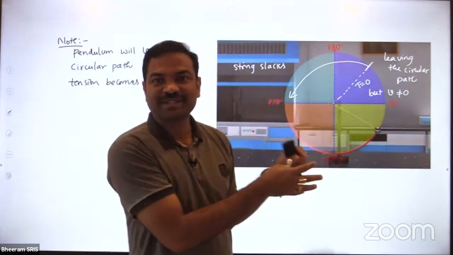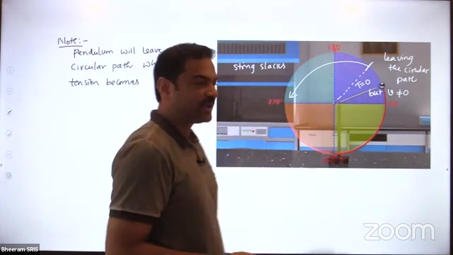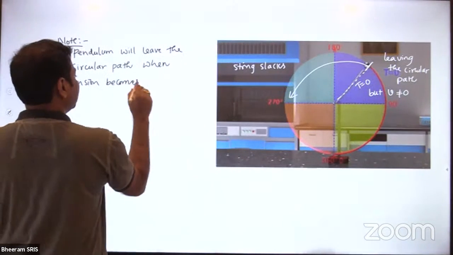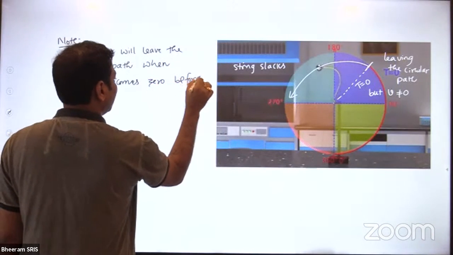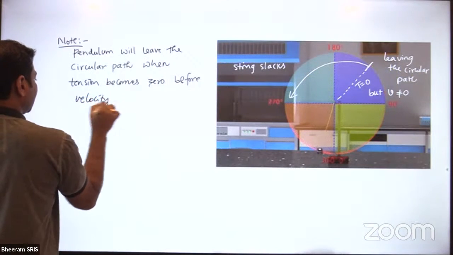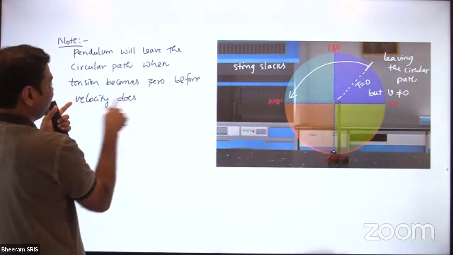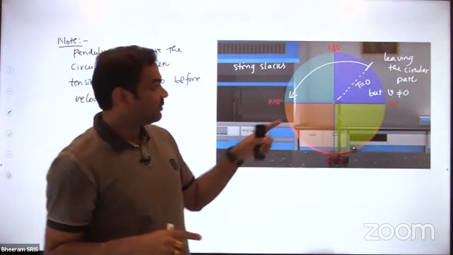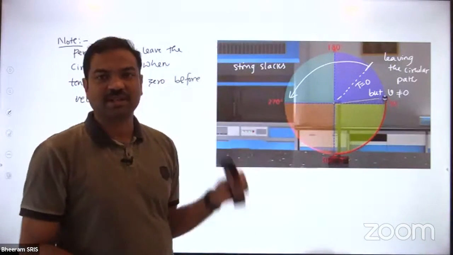What is the meaning of "string is in work"? It means the string has to apply some tension. So when tension becomes 0 before velocity does, I wrote in my words. What is the meaning? When tension becomes 0 before velocity does, means before velocity becomes 0, tension has to be 0. Then it will leave the circular path.